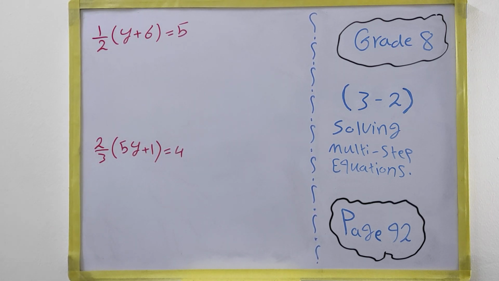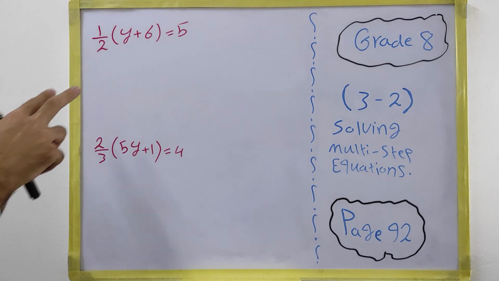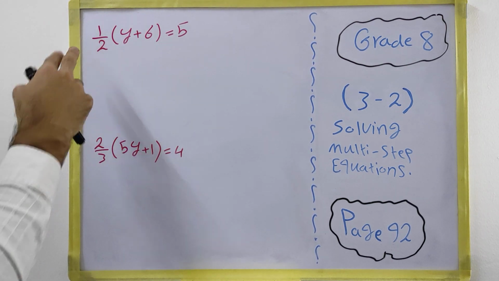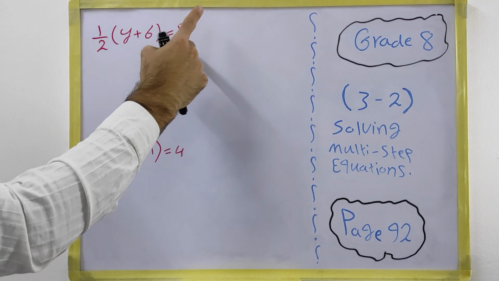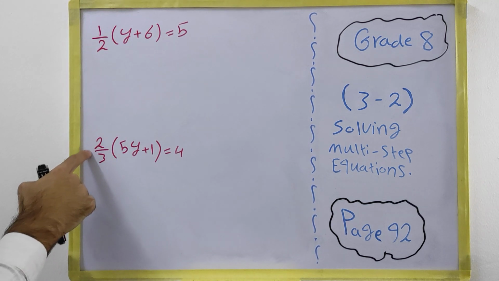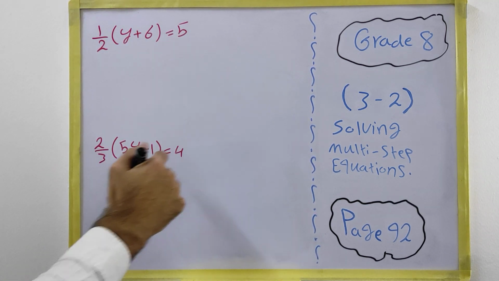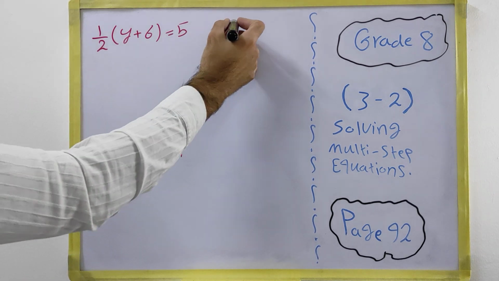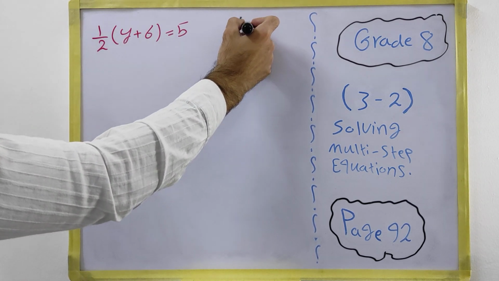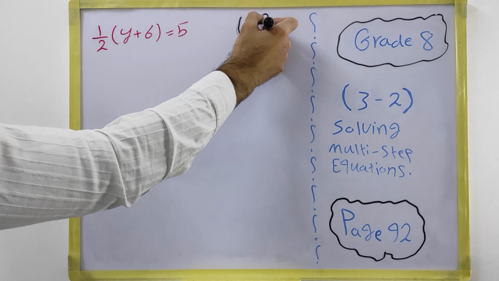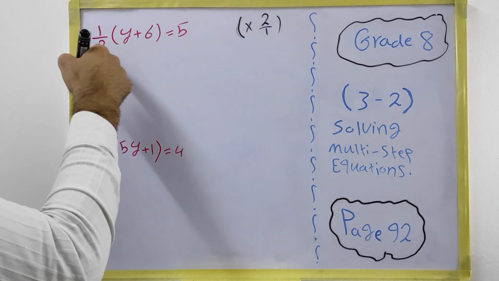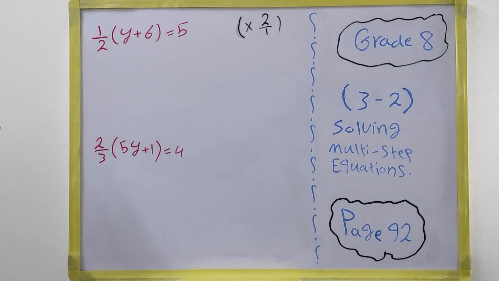For solving them, whenever you have a fraction like that, you can directly multiply both sides by the reverse of the fraction. In the first example, this side is multiplied by 2 over 1 and the other side is multiplied by 2 over 1, the same. This is 2 over 3, so we multiply by 3 over 2. For the first one, because it's 1 over 2, we multiply both sides by 2 over 1 to simplify that.